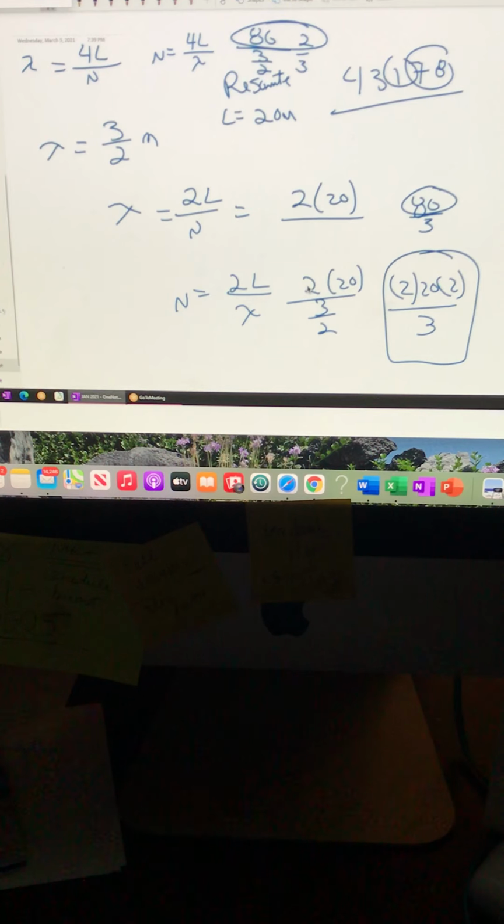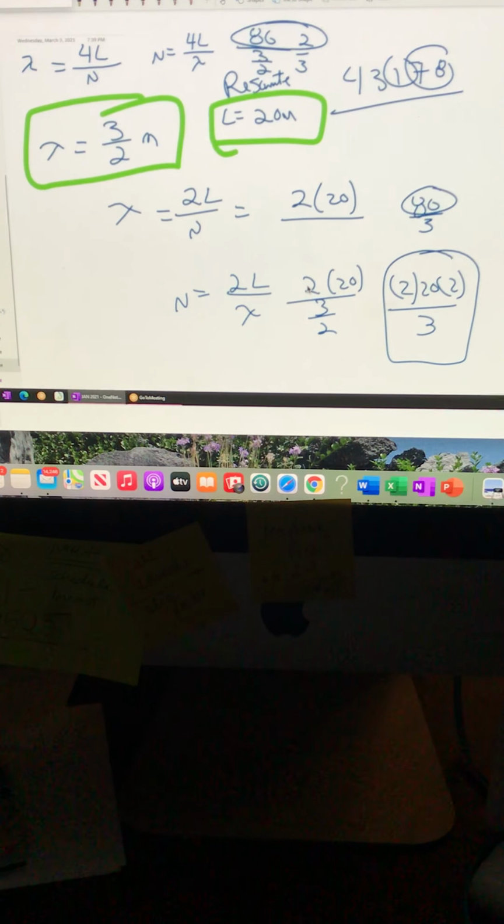So let's try it again. Can a wave that has a wavelength 3/2 meter resonate in a 20-meter long pipe? The answer is no. For the 4L over N, we have to get an odd answer. If it's not odd, then it can't resonate. Everybody understand?